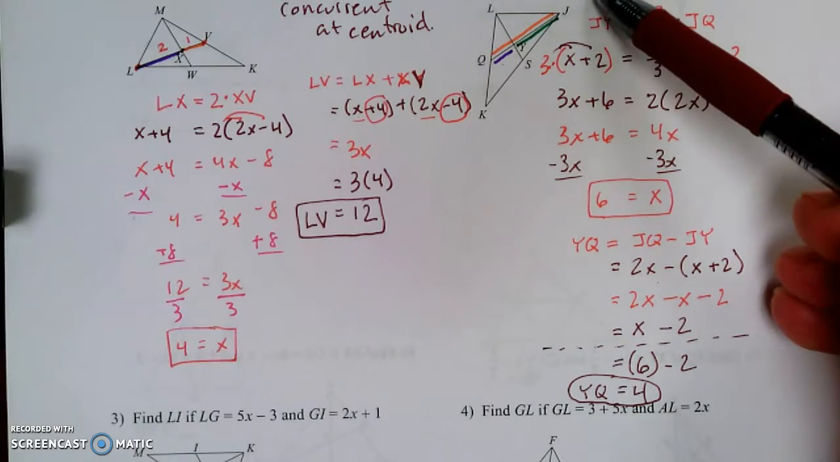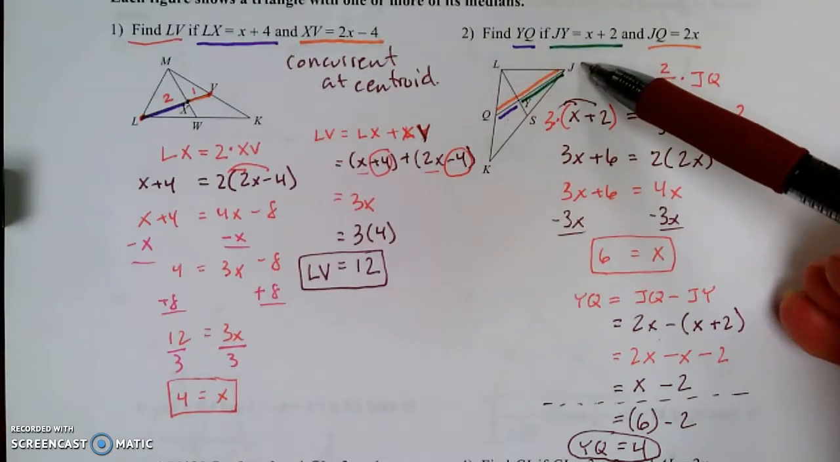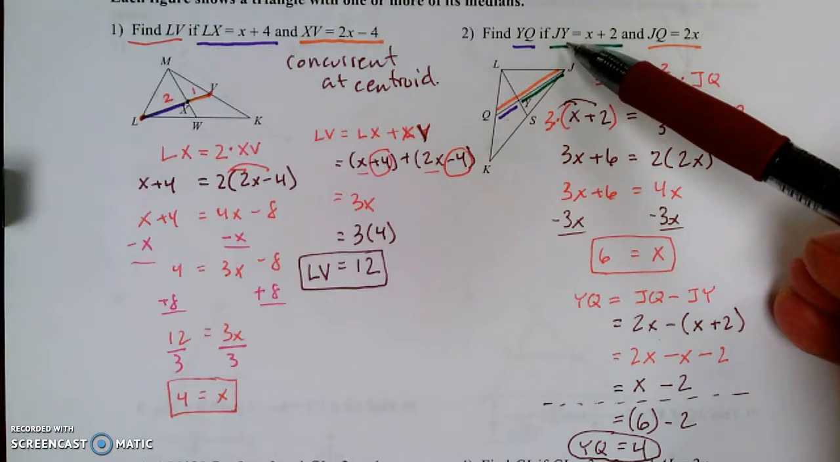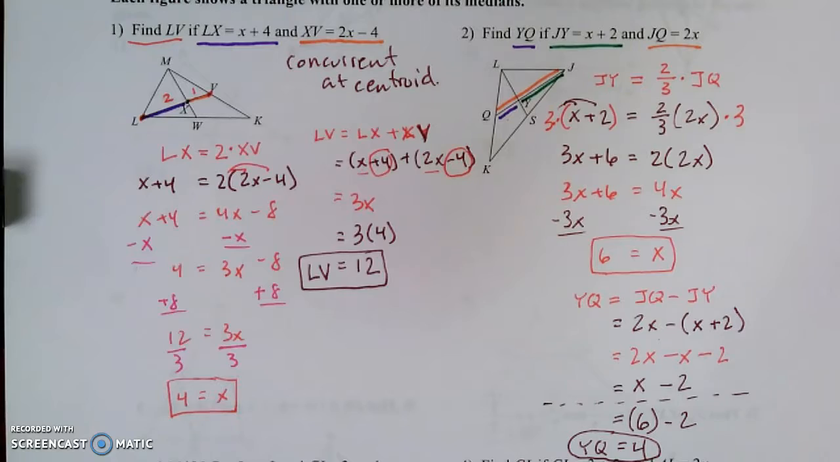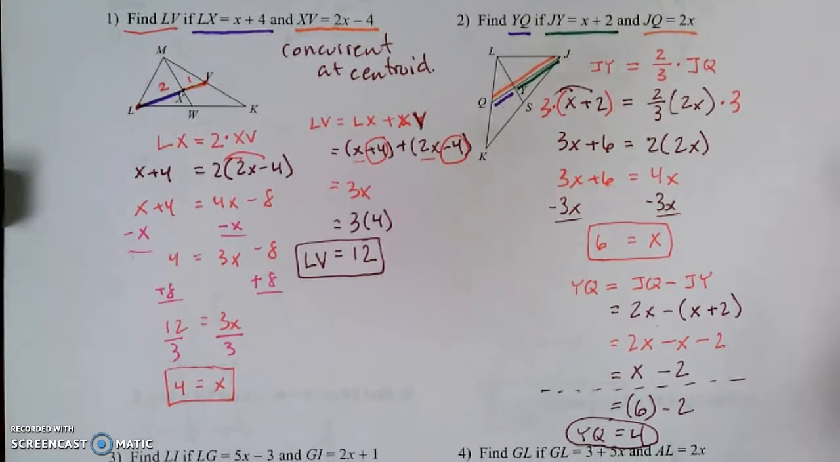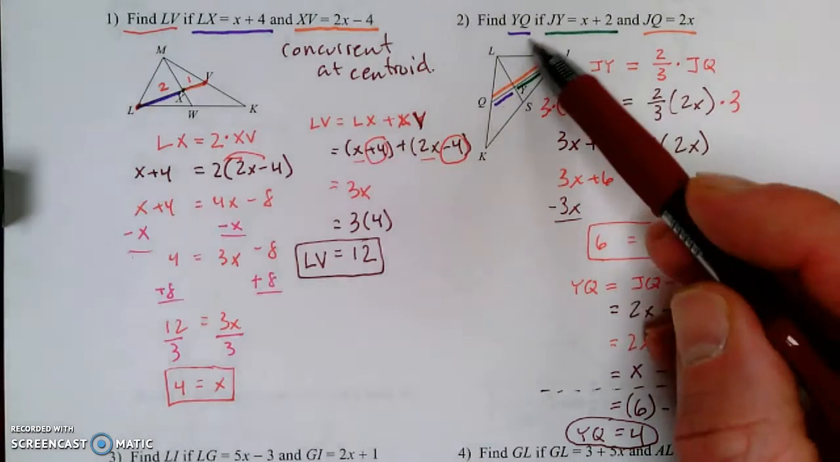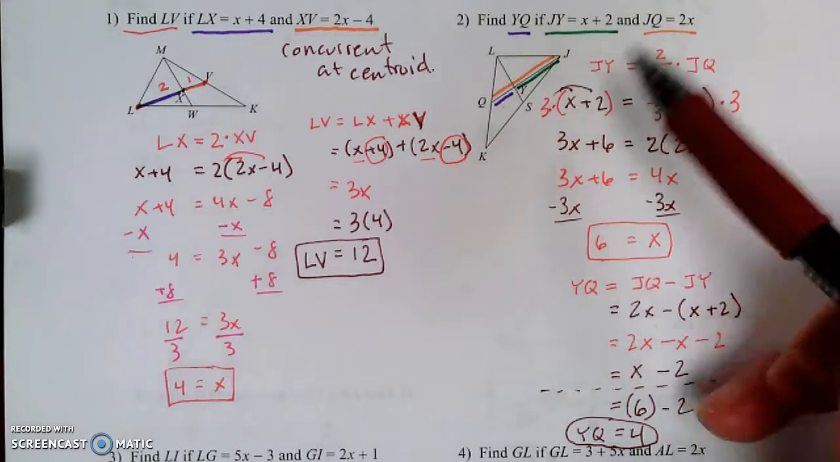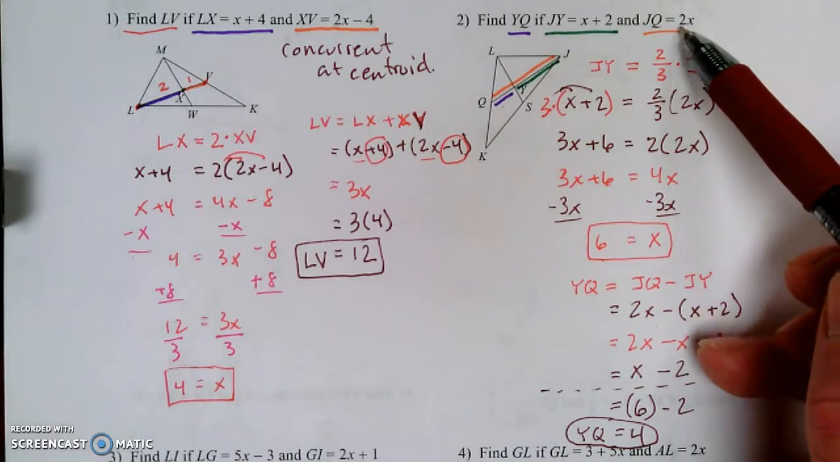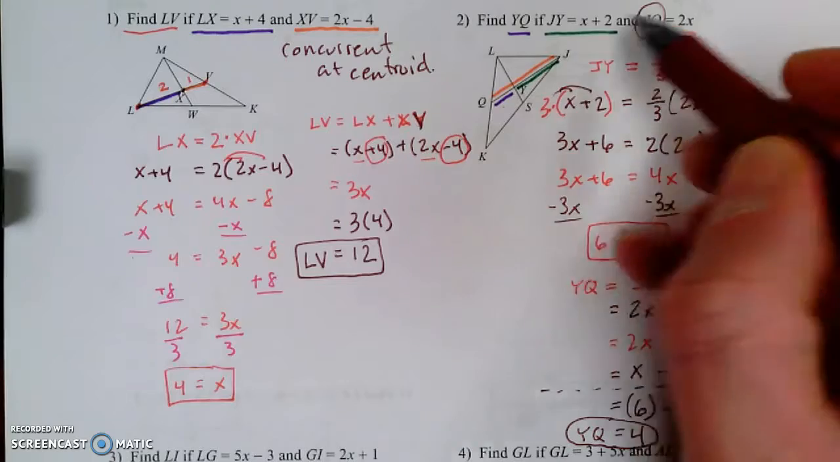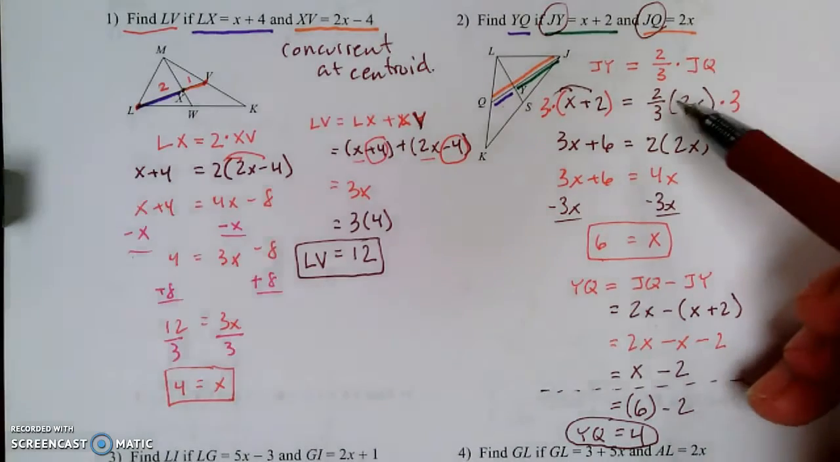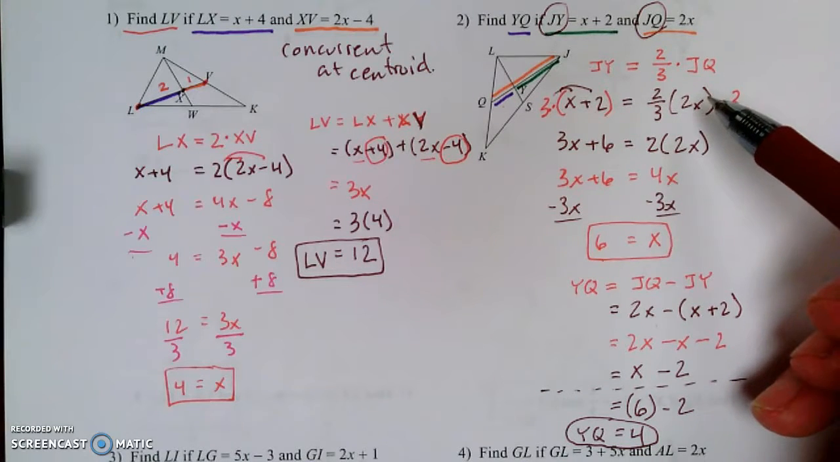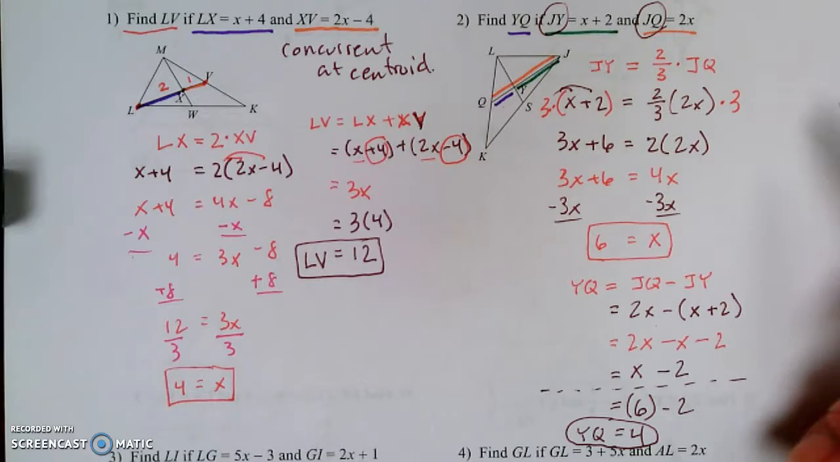And if x is 6, we'll go back up to our original expression. JY, 6 plus 2 is 8. So it works. All right, so remember your steps are, you got to figure out first, what are you trying to find? And then look at what you're given. Figure out what is the relationship between these two segments. Is one of them 2/3 of the other? Is one of them twice as big as the other? One of them half of the other. There's different ways you could write it.